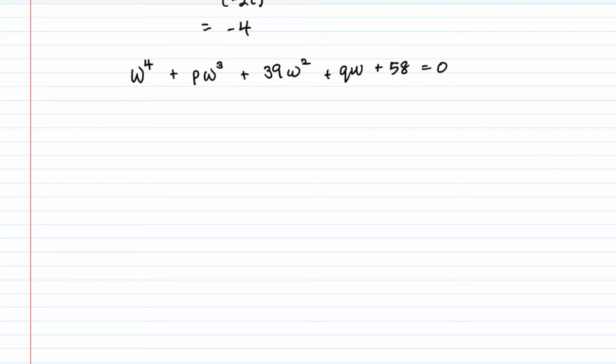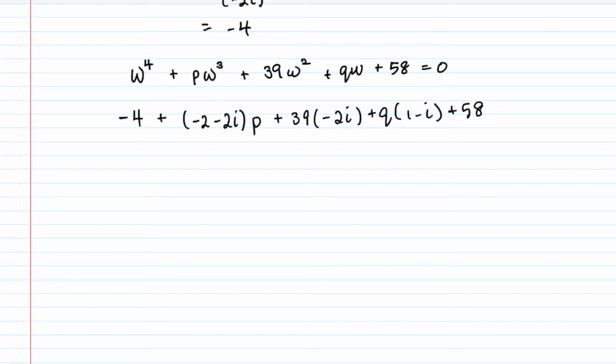So what we can do here is sub in our w values. When you sub in your w values, based on what you've just found, leave your p and q over there, because p and q are actual real numbers. So you have minus 4 first, which you got from w to the power of 4, plus minus 2 minus 2i, this is your w cubed, plus 39 times 1 minus i, plus q times 1 minus i, plus 58 equals 0. So now you've gotten this, just expand everything. So you will have the minus 4 and 58, you will just get plus 54.